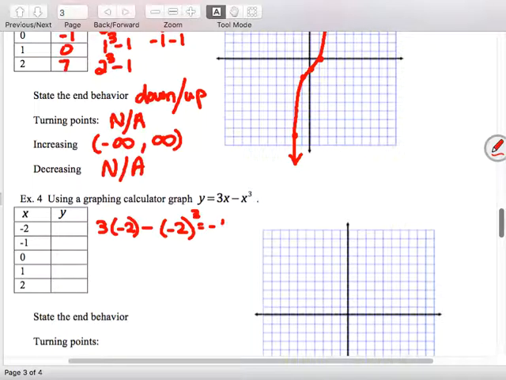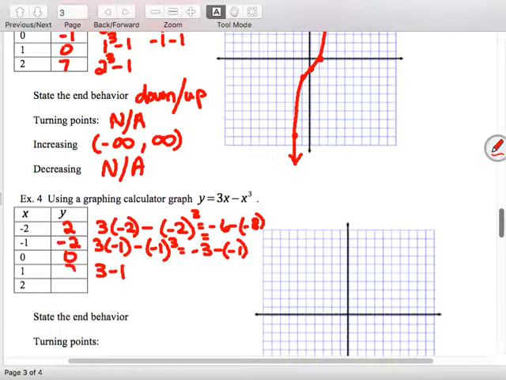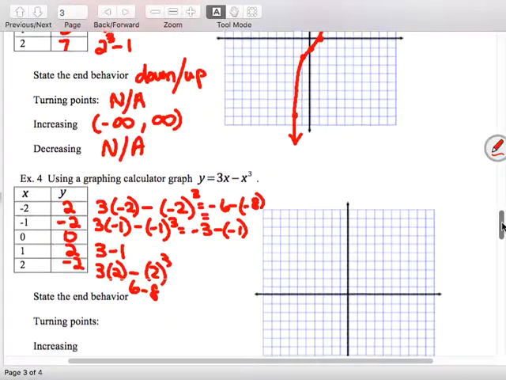So this is negative 6 minus a negative 8. Negative 6 minus negative 8 would be positive 2. 3 times negative 1 minus negative 1 cubed, that's negative 3 minus negative 1, so that's negative 2. If you plug in 0, that's just 0. If I plug in 1, 3 minus 1 is 2. 3 times 2 minus 2 cubed, 6 minus 8 is negative 2. So let's plot these and see what's happening with our graph.